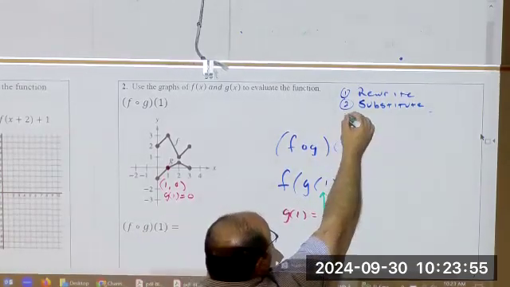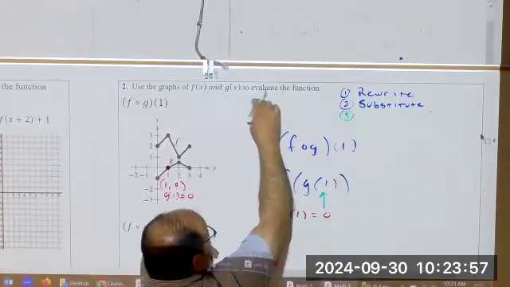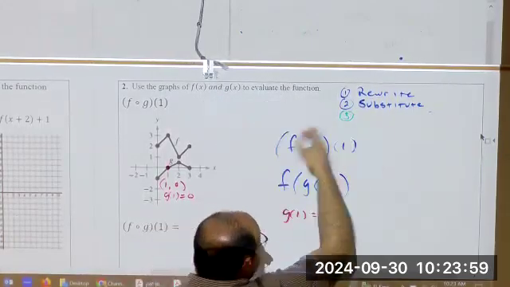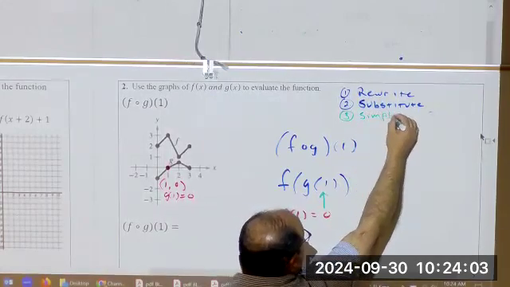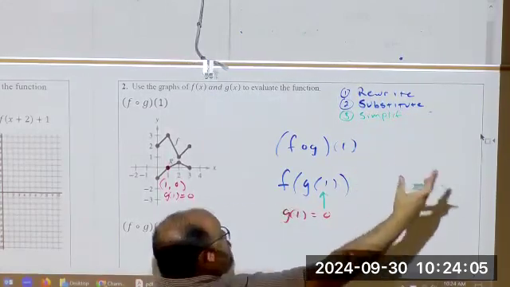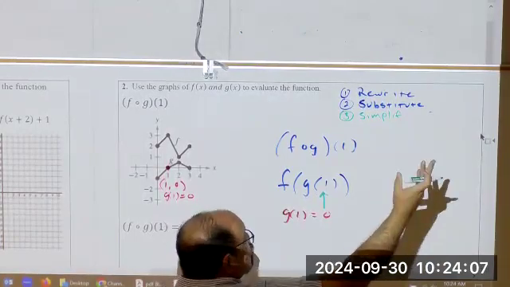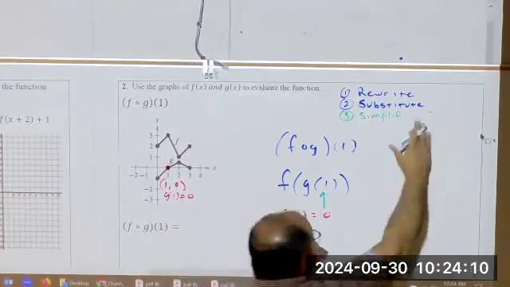The third step is simplify, but we don't have any functions that we're actually plugging things into. So simplify really doesn't come into play here. But when you actually are given like f of x is 5x squared minus 2x plus 3, then you plug it in and simplify.